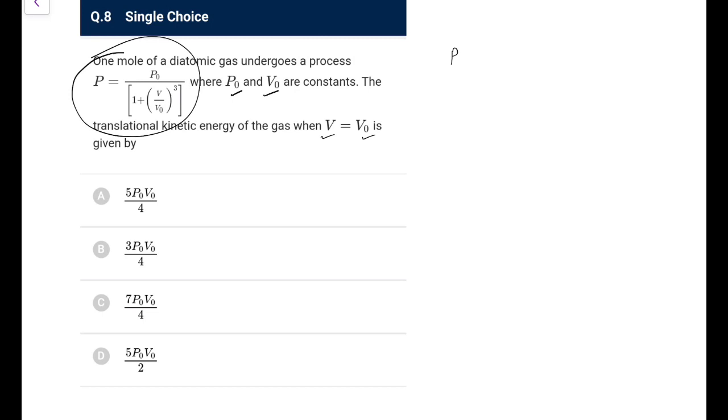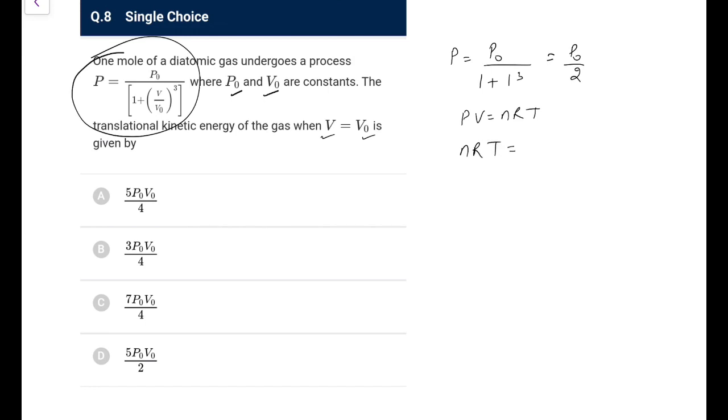So the pressure at V equal to V naught would be P naught upon 1 plus (V by V naught) whole cube. So it is 1 plus 1 whole cube, so that would be equal to P naught by 2. So now this is the pressure at this point. Because it is an ideal gas, we assume PV equal to nRT. So what would be the temperature, or what would be the value of nRT?